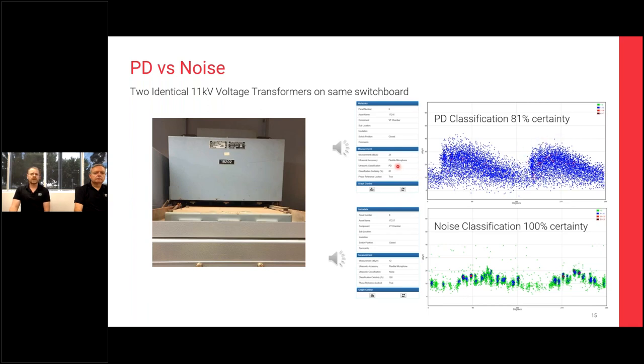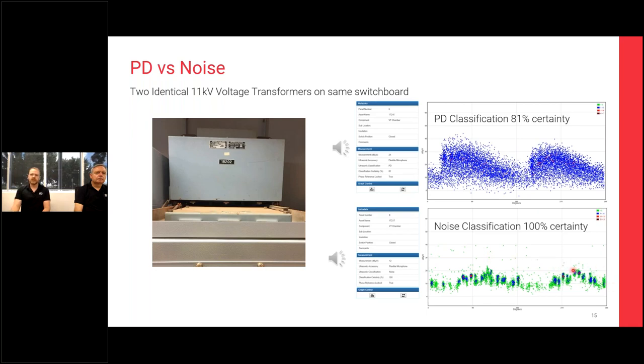Our algorithm, I don't know if you guys can zoom in on that, says 81% certainty that it's caused by PD, and that's the algorithm running in the background giving a classification as to whether the sound is that. And if we were able to play that sound, it would sound like crackling and arcing and sparking, and that's the sound that comes in through your headphones. Now, on this exact same board, there was an identical VT about 5 or 6 panels down. We listened to that VT, and all we could hear from that was a magnetic hum of the VT itself. So there was no PD at that VT.